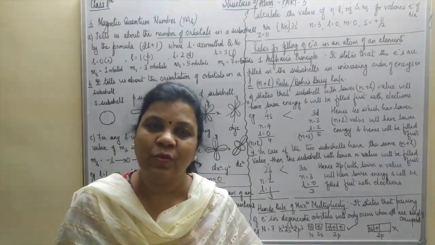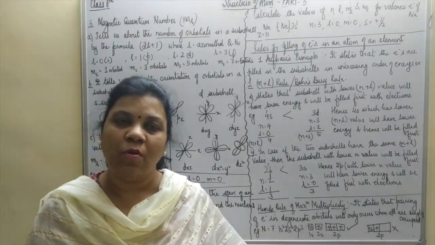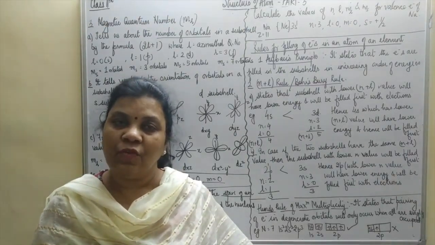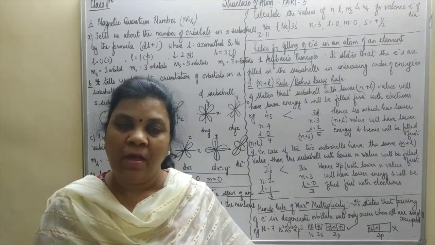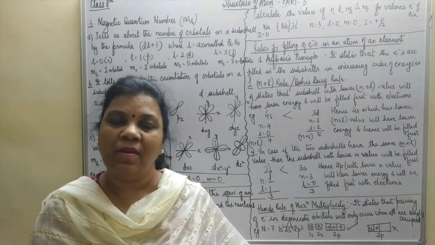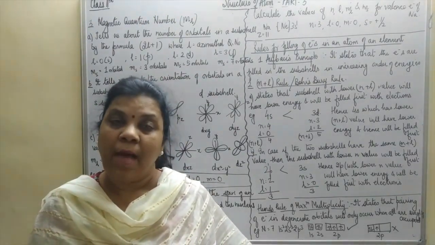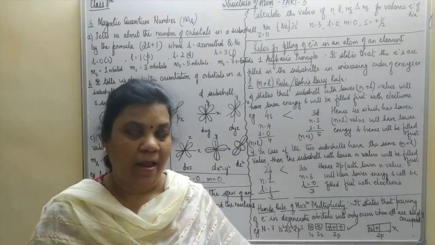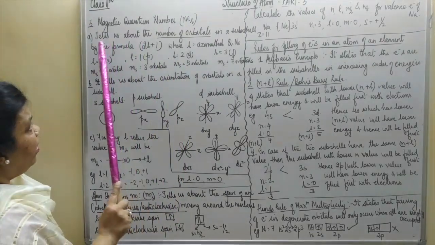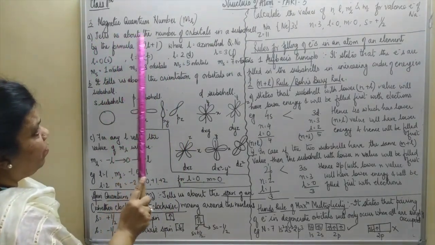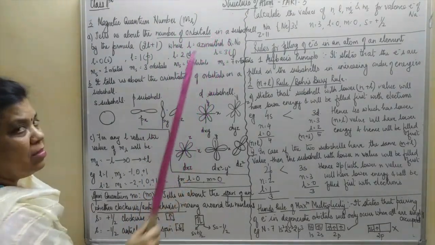Studying the first two quantum numbers, that is the principal quantum number and the azimuthal quantum number. Let us proceed towards the third quantum number, that is the magnetic quantum number, and see what is the significance of this quantum number. Magnetic quantum number is designated by the variable ml, m subscript L. What is the significance of this? Let us study. It tells us about the number of orbitals present in a subshell.